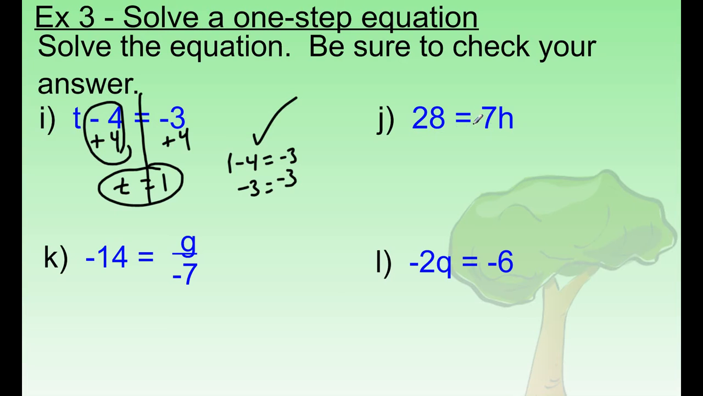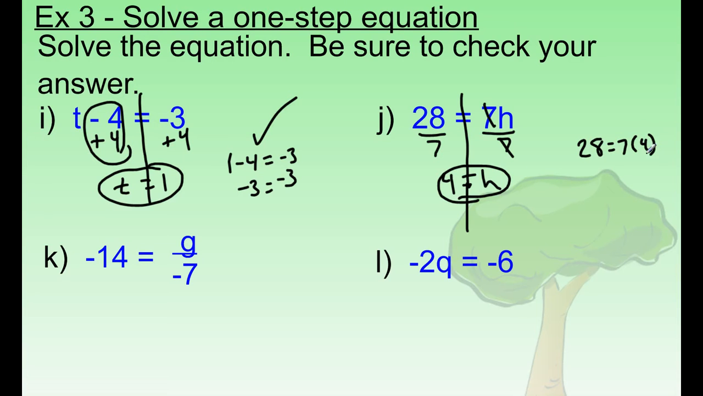Letter J. Let's see. My variable is being multiplied by 7. So if I divide by 7 on both sides, these cancel. Now remember, they don't actually cancel to 0. It equals 1h. And that 1 is not needed, so we can write just h. On the other side, 28 divided by 7 is 4. And check. 28 equals 7 times 4, plugging that in for h. And that's 28 equals 28. It works.